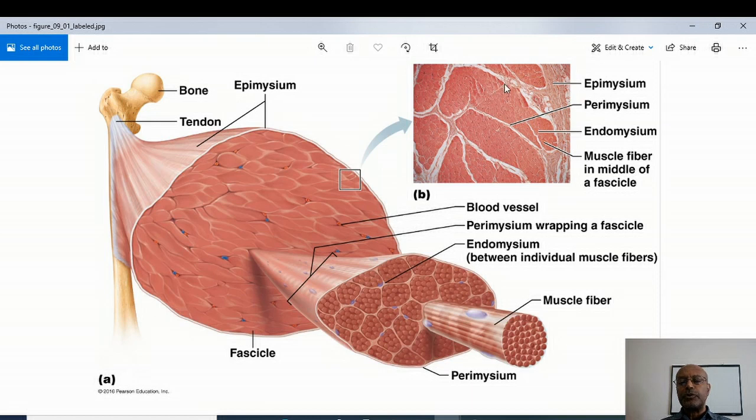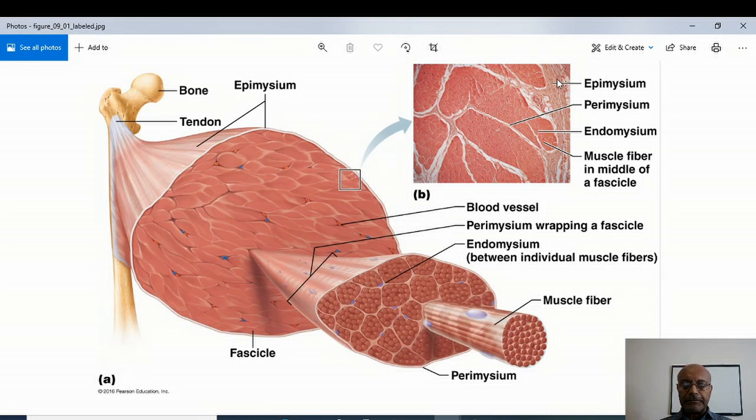By the way, this is showing a cross-sectional view. Do you see? This small square is magnified here. So do you see perimysium here, right? Endomysium in there, right? And on the outside, epimysium. So they are showing us this. This is epimysium here.